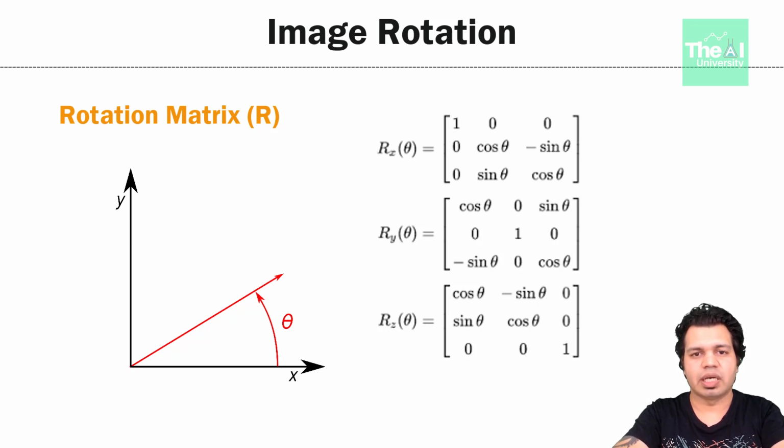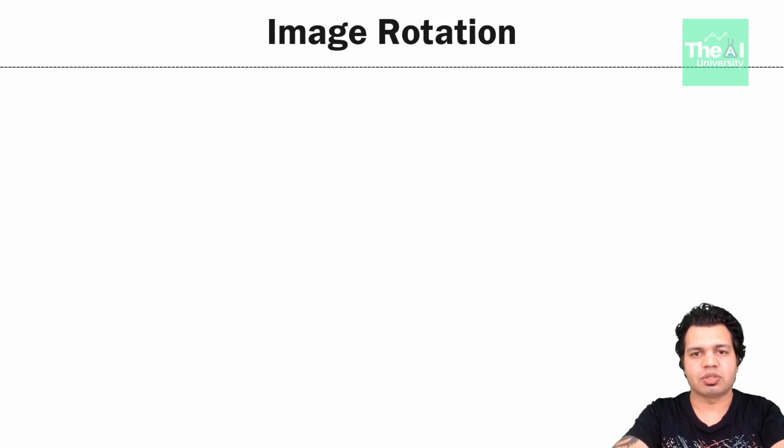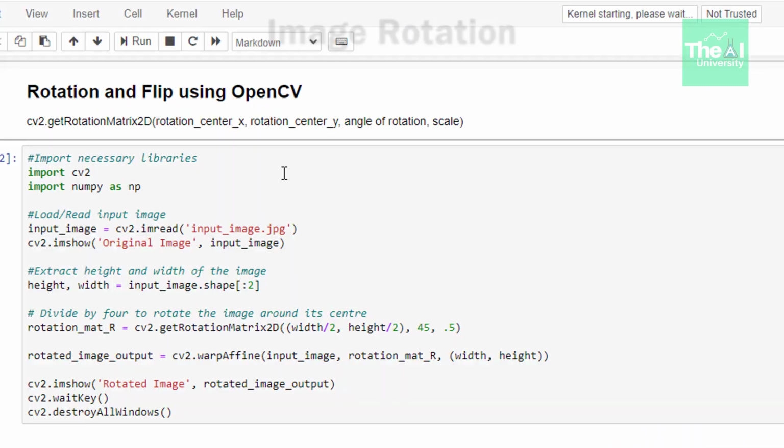Now let's see how we can do rotation of an image using the OpenCV module. So let's go to the Jupyter notebook. So here is the Jupyter notebook. First we will import our familiar cv2 and NumPy modules. In the next line, we are reading our image using the imread function, giving the path of the image as an argument and storing it in a variable called input image. Then I'm showing the original image so that we can compare it with the rotated image.